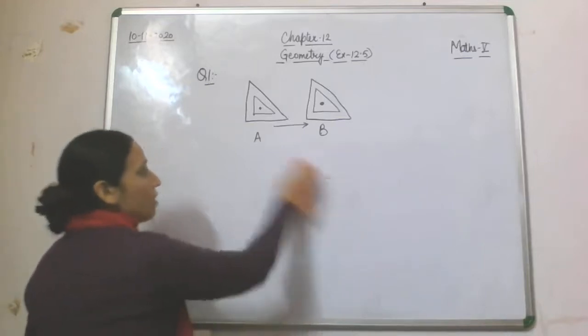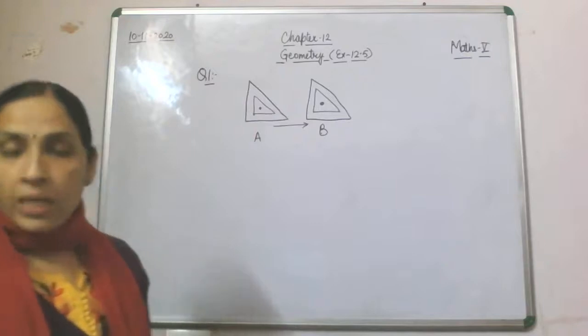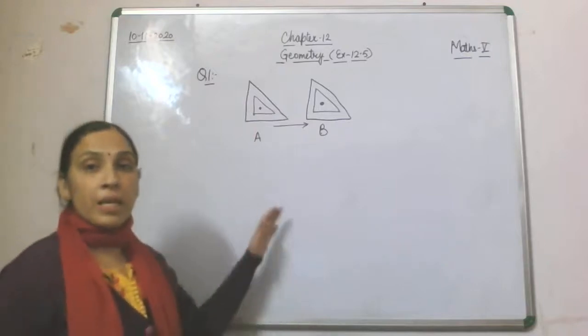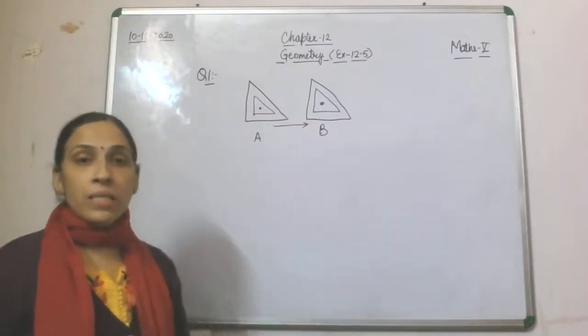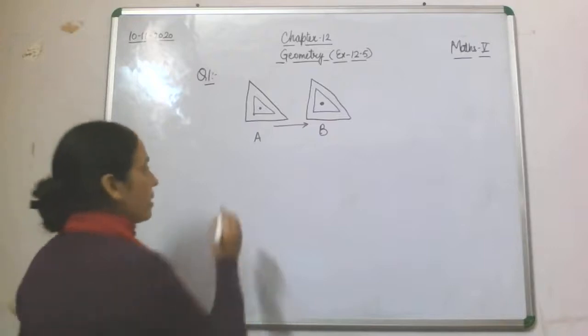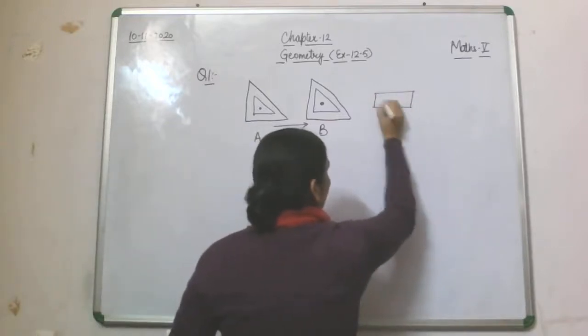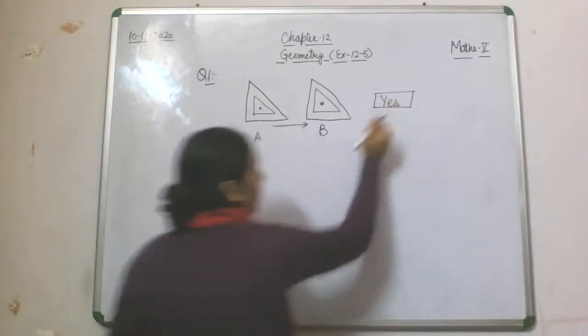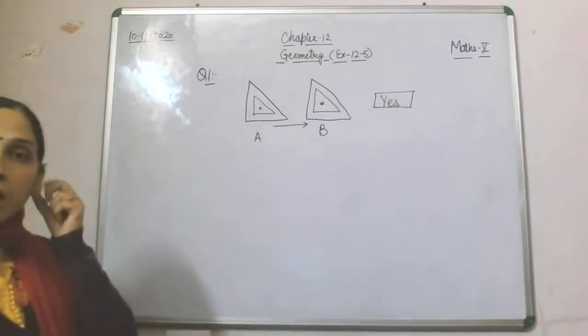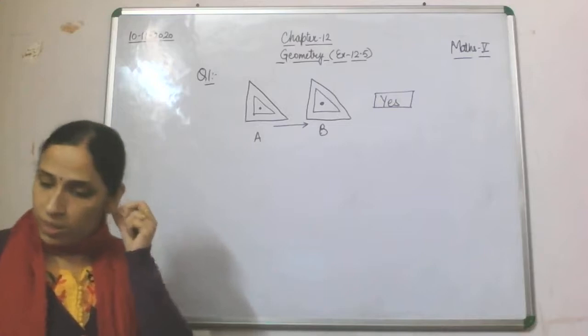So here also we'll find when I slide it that figure A and figure B are of same size. So what will I write in the answer? Yes. You have been given the box. Box is given in your book. You will write yes in that box.